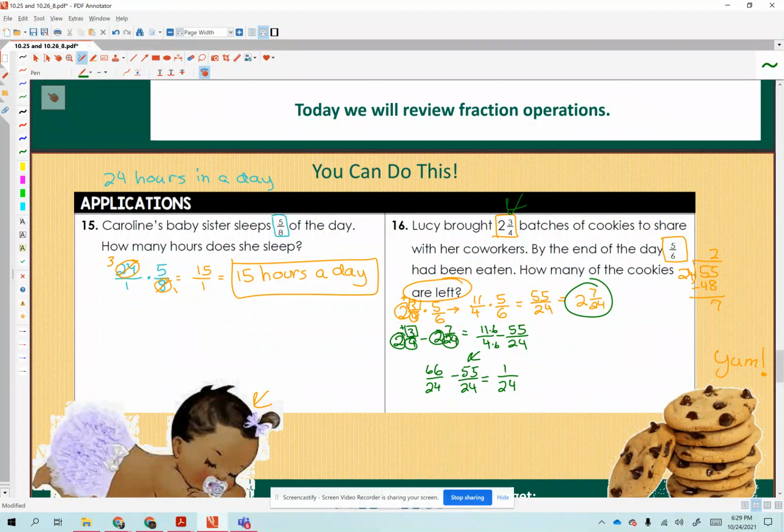Which would give us, we have a denominator of 24, 66 minus 55, 11/24 of a batch, because that's the unit of measure that they gave us, batches. 11/24 of a batch left.